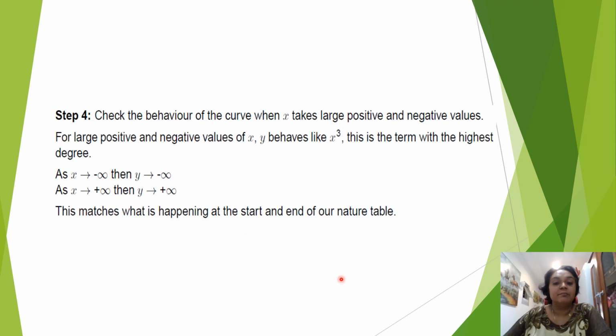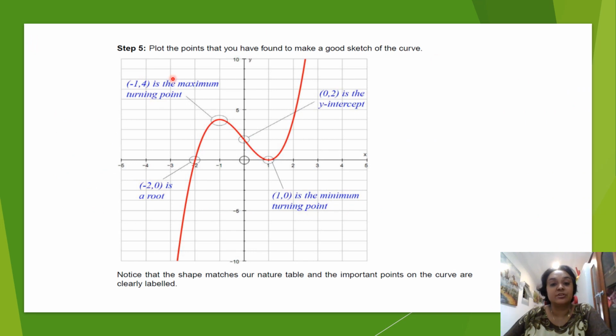Okay. Next, we will check on how to sketch the graph. When you want to sketch the graph, you need to identify and label clearly your x-intercepts, which were -2 and 1 based on your calculation. Then your maximum turning point was (-1, 4), and minimum is (1, 0). Once you get all these points, you can identify the shape of the graph. So the shape of the graph would be as shown in red on this slide.